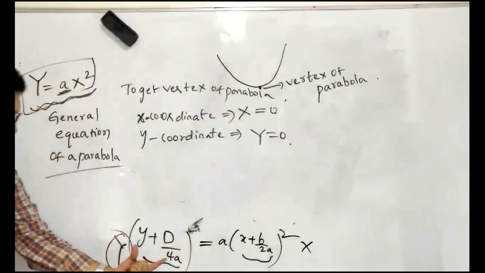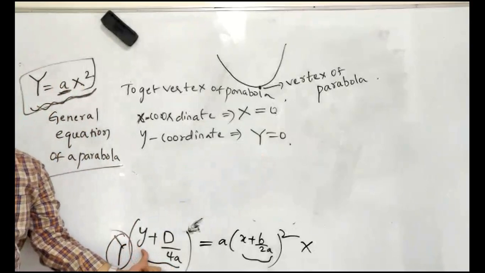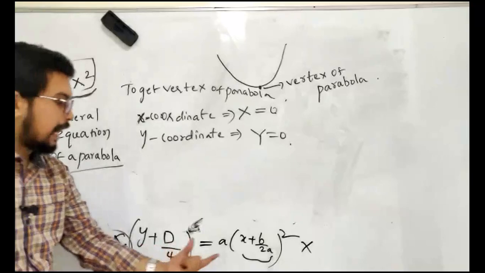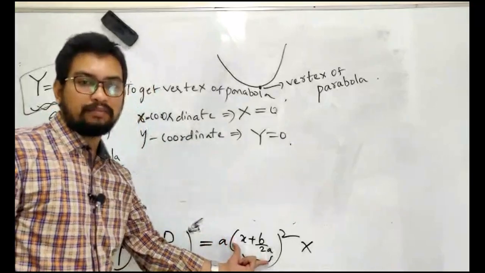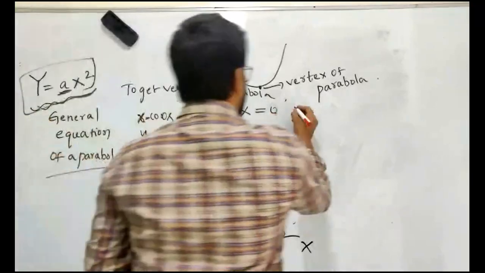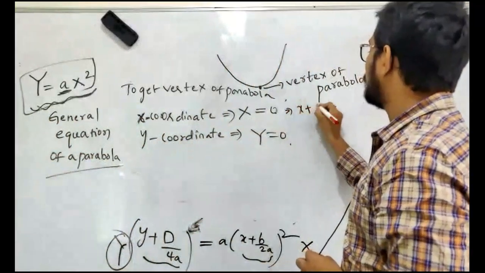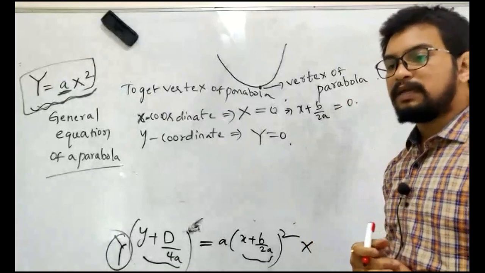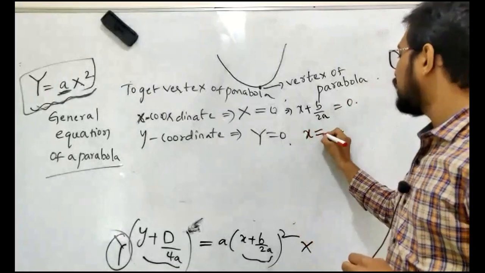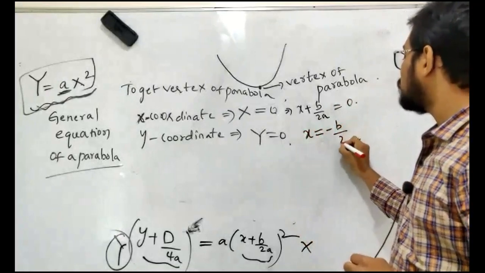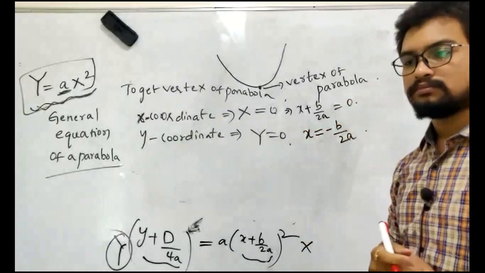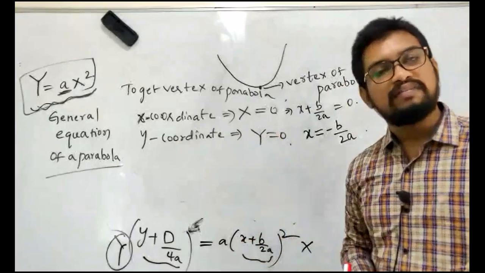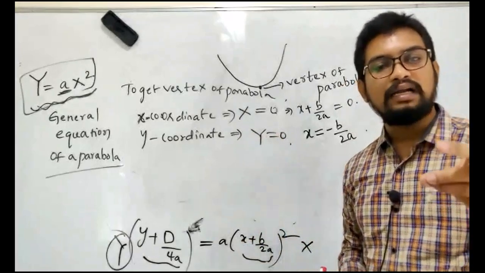What is capital Y? Capital Y is y plus d by 4a. Capital X is x plus b by 2a. So what is the x coordinate which you get? You'll get x plus b by 2a equal to 0. So whatever you get, that is x is equal to minus b by 2a. Equate capital X to 0, so you'll get the x coordinate of the vertex.